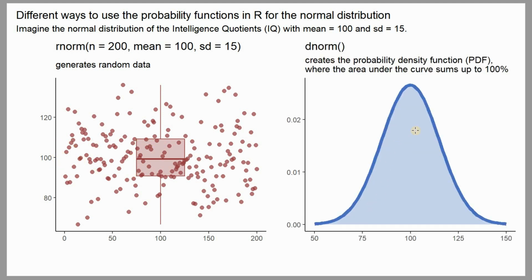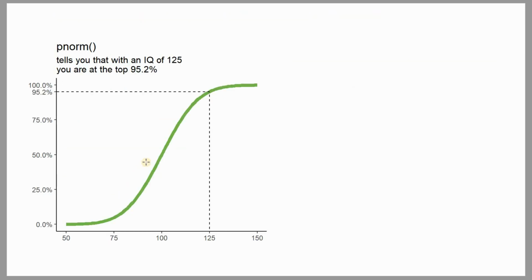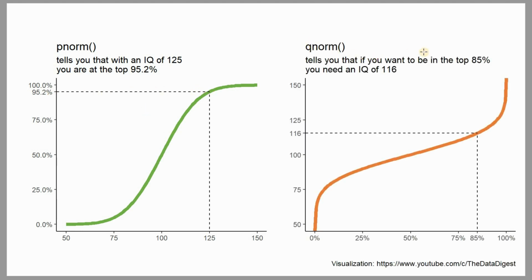The dnorm function shows the density or probability of observing certain values. For example, it is very unlikely to have an IQ of 140 or higher, and the highest probability is at 100. The pnorm function tells you that with an IQ of 125, you are within the top 95.2 percentile. And with the qnorm function, you can ask if you want to be in the top 85%, what IQ do you need? And this would be 116.